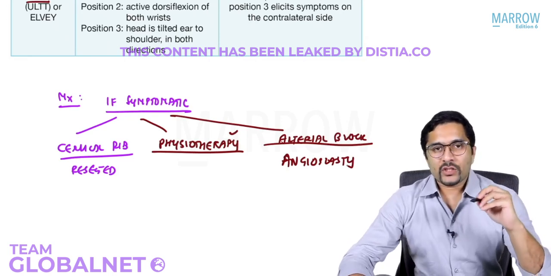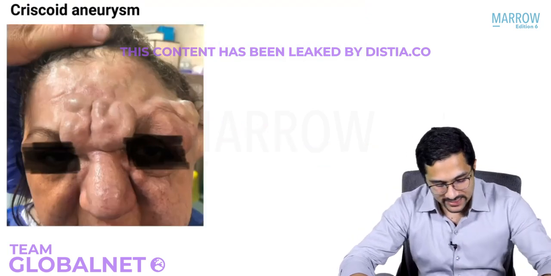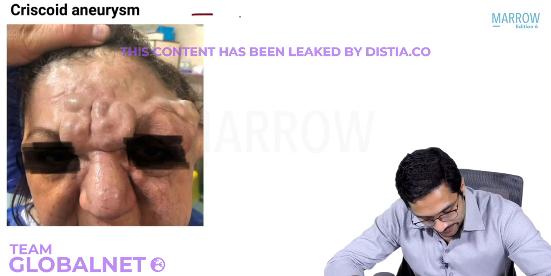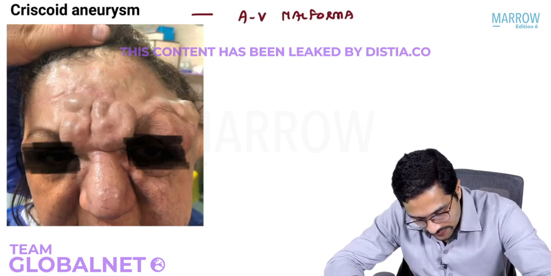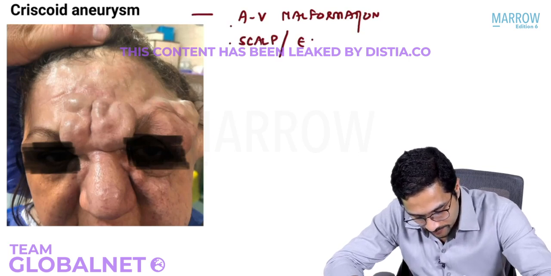Now, another condition which you should know, and the image of this was asked in the NEET exam and the INI-CET exam, is a cirsoid aneurysm. A cirsoid aneurysm is an AV malformation. This is an AV malformation which is usually seen in the region of the scalp or in the extremities.